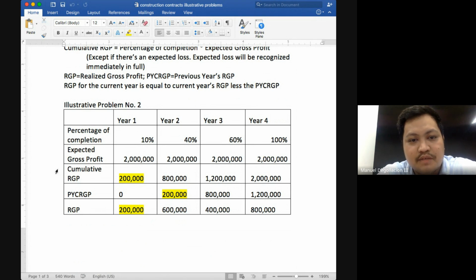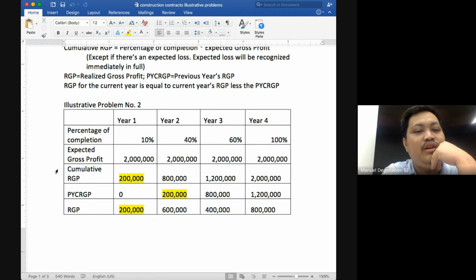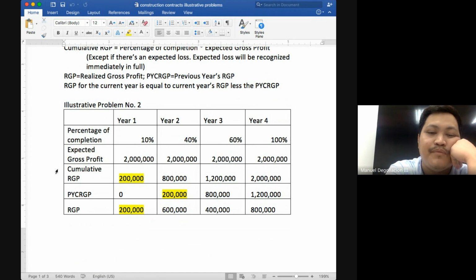Okay, let's proceed to year 2. Percentage of completion for year 2, 40%. And the expected gross profit is already given. What do we do with these two, class? Multiply. 40% times 2 million will give you 800,000. Okay, and is that already your RGP? No, that is still the cumulative RGP, the profit that you have earned so far.